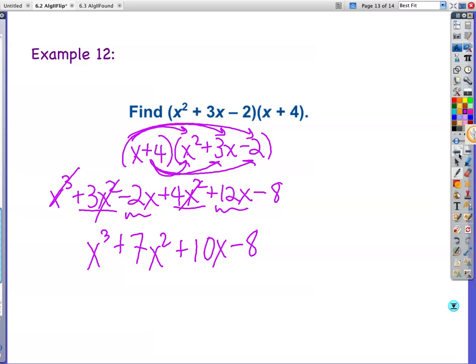I just have to take a quick peek. Is that the exact same problem I just did? No, because I knew it ended with 8.